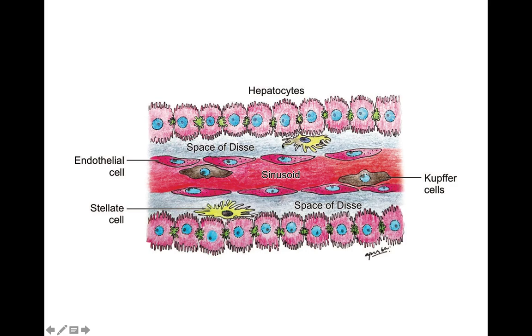Why? Because the Disse space contains a cell called the stellate cell. Initially, these cells were thought to be vitamin A storing cells, but gradually they have been found to transform themselves into myofibroblasts, and these are the major source of fibrosis within the liver. So this is the space of Disse. It is named after the scientist who discovered it, a German scientist, Disse. This space contains the stellate cells, the Kupffer cells, which are the macrophages, and occasional lymphocytes. And these are the endothelial cells. So this is the space of Disse, which is responsible for the development of fibrosis within the liver.